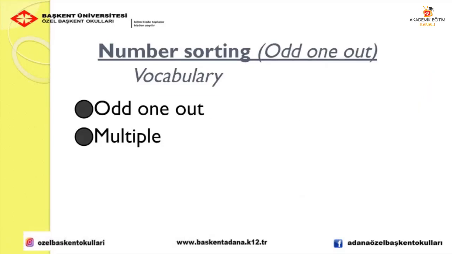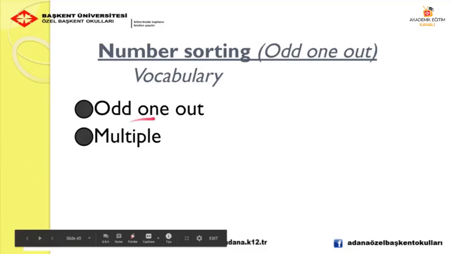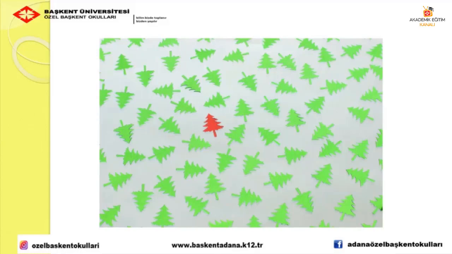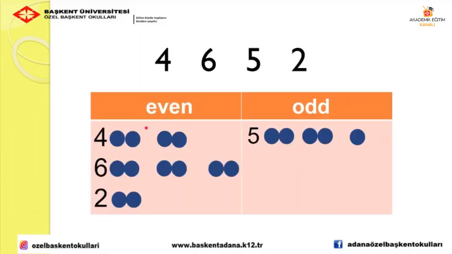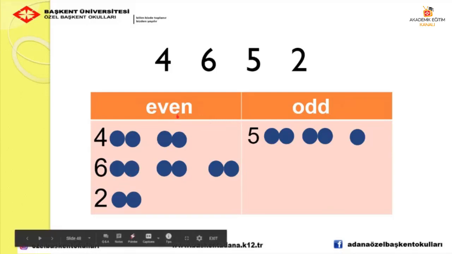Number sorting. In this topic, the words you'll need to remember are odd one out and multiple. Look at these trees. Do you notice anything? There is a different tree, a red tree. The red tree is the odd one out. Now, look at these numbers here. Which one is the odd one out? 5. 5 is the odd one out because number 5 is the only odd number. 4, 6, and 2 are even numbers.